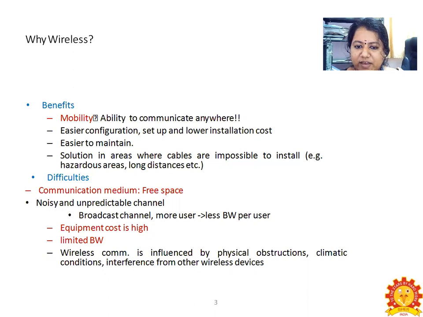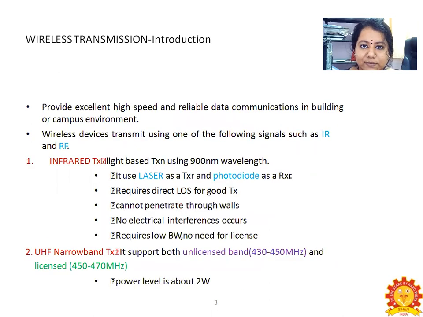The difficulties we face in wireless are that the communication medium is free space, the channel is noisy and unpredictable, and it is a broadcast channel, so more users means less bandwidth per user. Equipment cost is high, bandwidth is limited, and wireless communication is influenced by physical obstructions, climatic conditions, and interference from other wireless devices. So these are the things to consider when we need wireless.